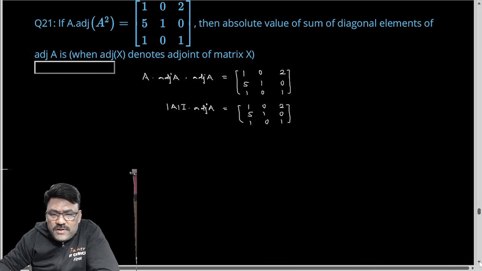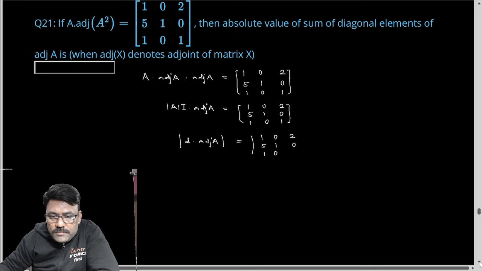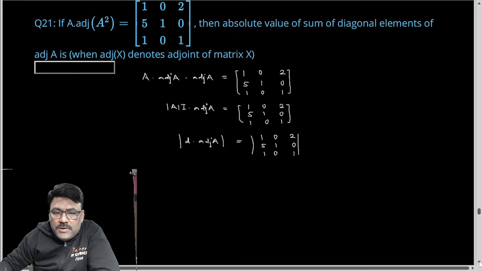Let's say determinant of A is written as D here. D is the determinant. So D into adjoint A is this matrix. So if I take determinant both sides, now it is determinant of 1, 0, 2, 5, 1, 0, 1, 0, 1. Now determinant of D into adjoint A can be written as D cube times determinant of adjoint A, since A is a 3 by 3 matrix.